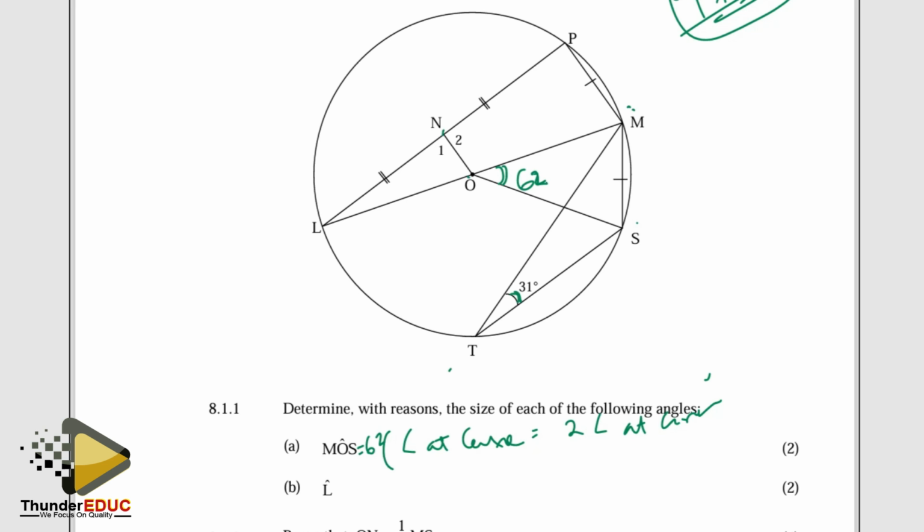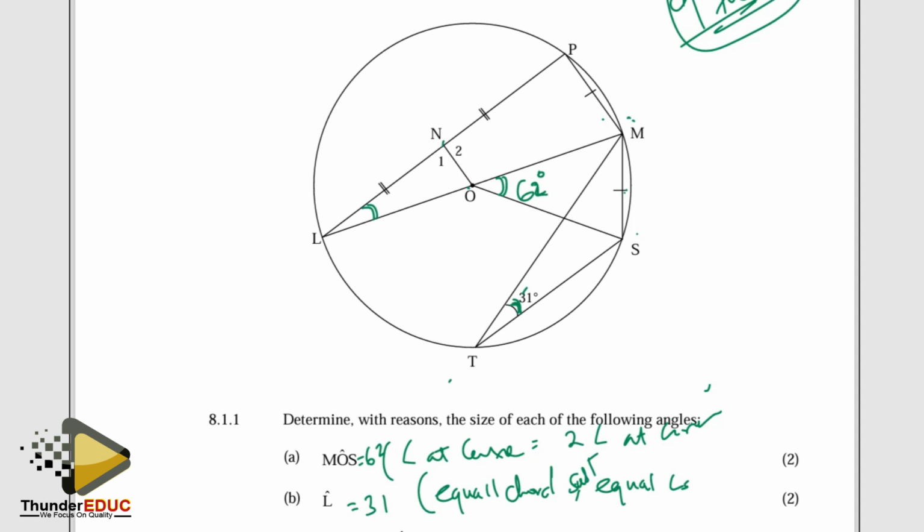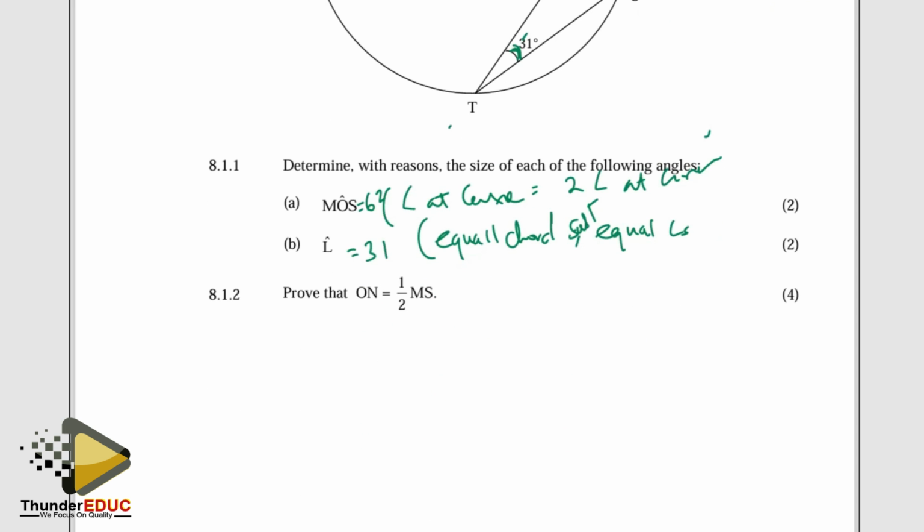Okay. So I'll put my 62 there. And then they want the size of L. So this L and this T have to be the same. Why? Because they are subtended by equal chords. So I'll call it a 31. And then we can say equal chords subtend equal angles, or you can just tell us equal chords, equal angles. No problem. 1 mark for each.